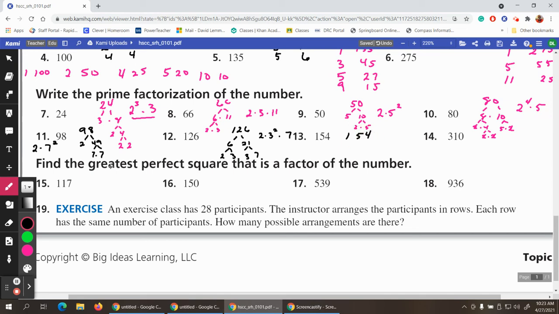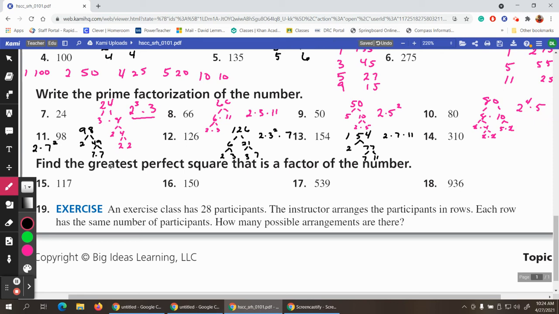154. Ooh, 154. Again, 2 is going to work. I know 2 will work. So that will be 2 and 77. Wow. 7 and 11 works, and that's prime. So it's 2 times 7 times 11. That's your prime factorization there. That one was actually a lot easier than I thought it was going to be.